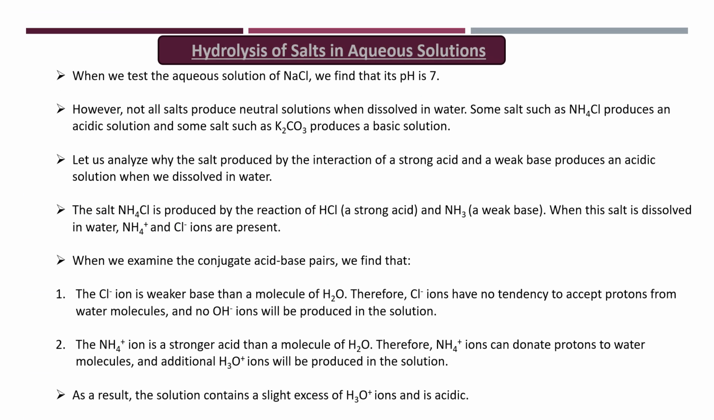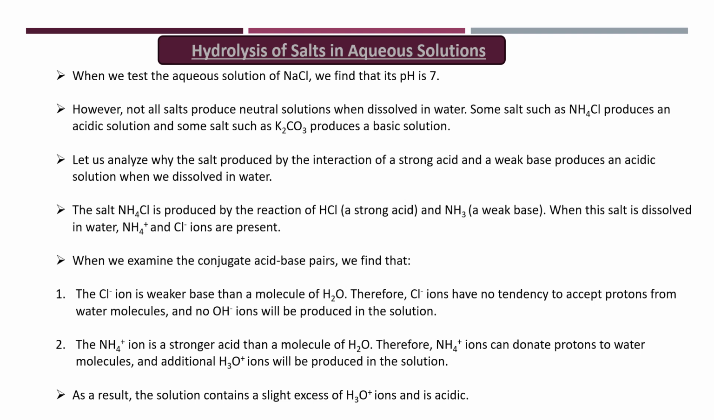Hydrolysis of salts in aqueous solutions. When we test the aqueous solution of NaCl, we find that its pH is 7. However, not all salts produce neutral solutions when dissolved in water. Some salts such as NH4Cl produce an acidic solution, and some salts such as K2CO3 produce a basic solution.